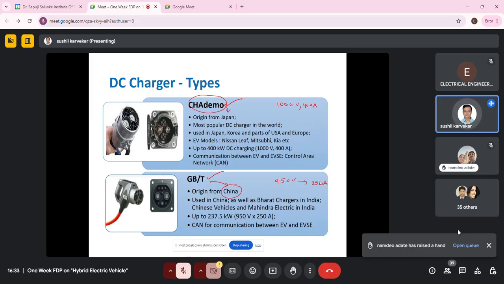Now I would like to highlight another important point: in the Indian market scenario, most of the DC chargers are GB/T. In Bharat chargers, there is a segment called Bharat chargers, and they employ GB/T, right? As an example, Mahindra Electric is widely using GB/T. And for communication, both these components make use of the CAN protocol.